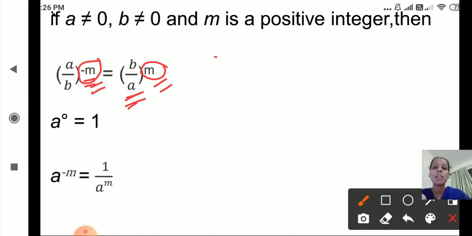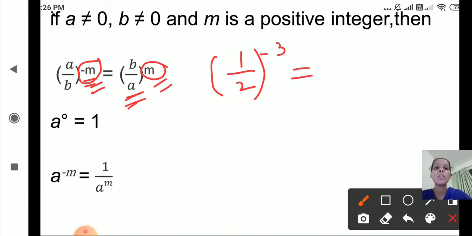Suppose I explain one example. 1 upon 2 raised to minus 3 is equal to, suppose we have to write this index minus 3 in the positive form. So how will you do this? See here, 1 upon 2, how will you write it? 2 upon 1 raised to 3. So this is the formula: a upon b raised to minus m is equal to b upon a raised to m.